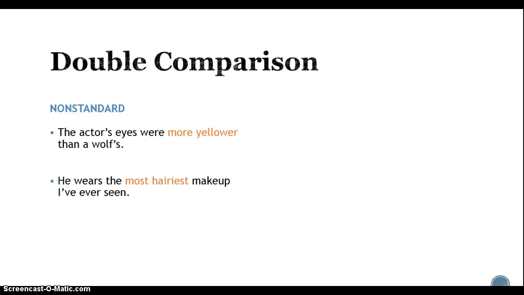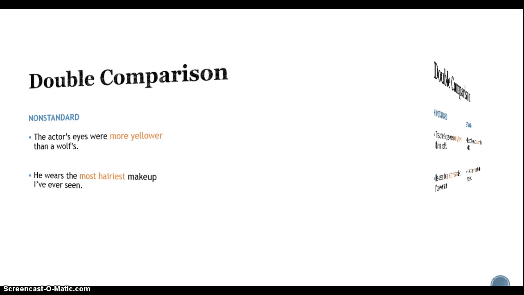Now here is the non-standard, or the wrong way to do this. Here's our first sentence. The actor's eyes were more yellower than a wolf's. Second example, he wears the most hairiest makeup I've ever seen. So here we have an example of a double comparison in both the comparative and the superlative forms. Let's take a look at how these can be fixed.